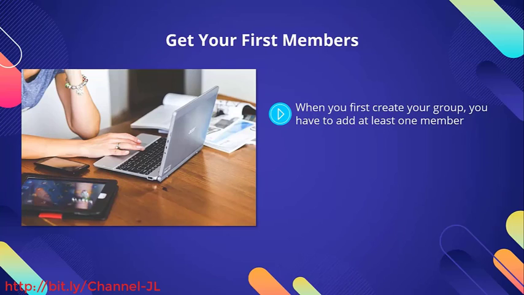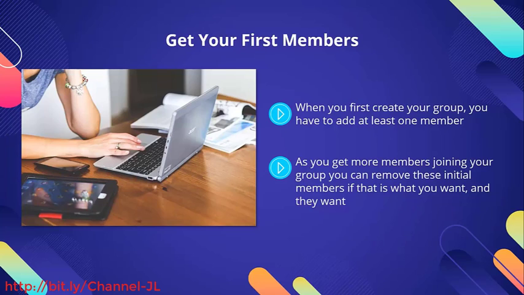Get your first members. When you first create your group, you have to add at least one member. No one will want to join a Facebook group that has only one member, so talk to some of your friends and family and ask them to join before you start to promote your group. Help them out by sending them things to post and teach them to make comments and interact. As you get more members joining your group, you can remove these initial members if that is what you want and they want.